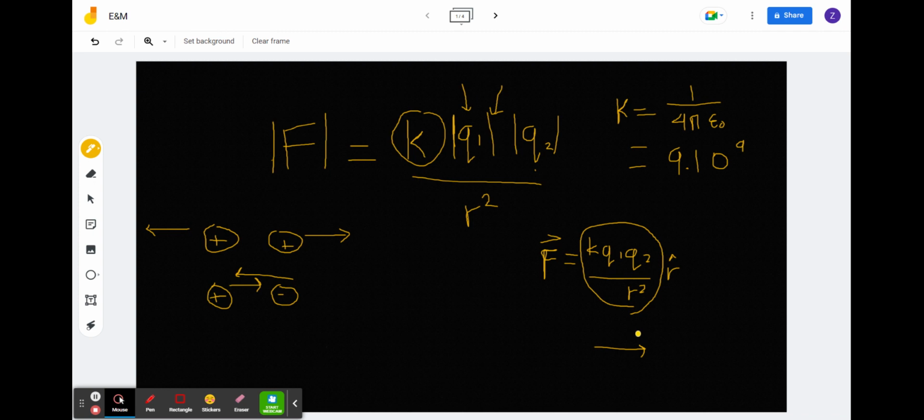So if k q1 q2 by r squared is negative, meaning that both of them have opposite charges, the force is going to be in the opposite direction of the distance away. So we usually take the distance from a particle to another particle, pointing outwards. So it'll be pointing towards the particles if they have opposite charges. But if they have the same charge, the force will be pointing away from the particles.